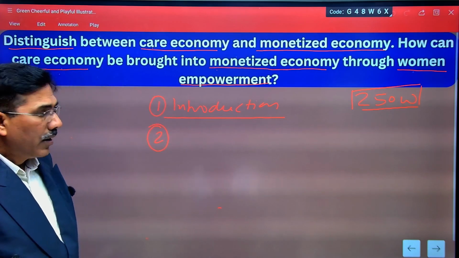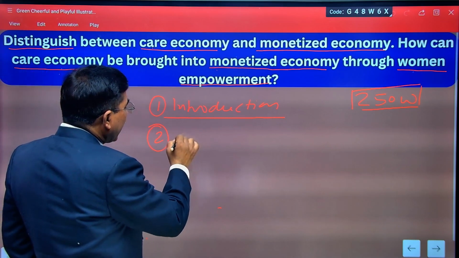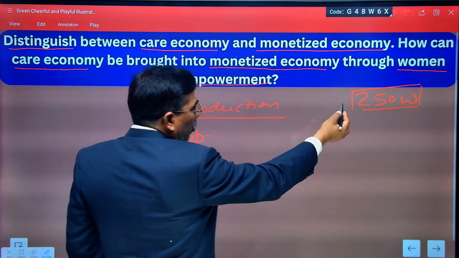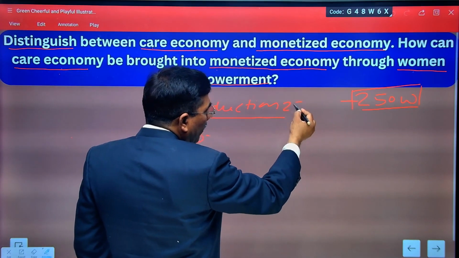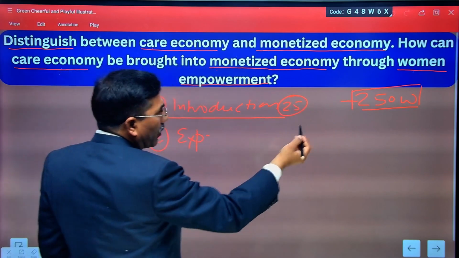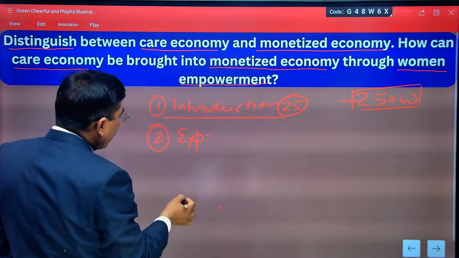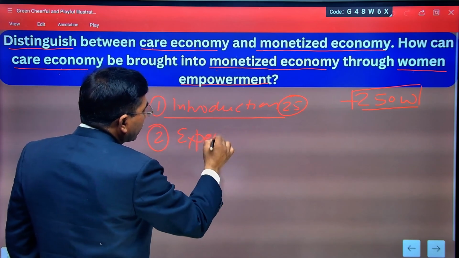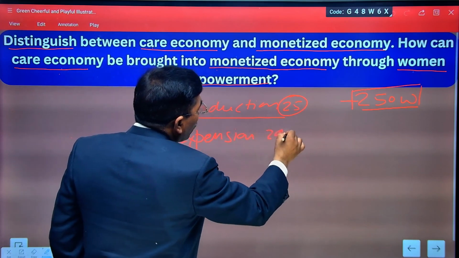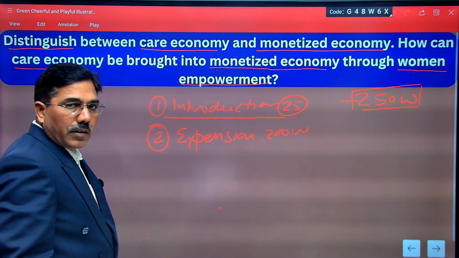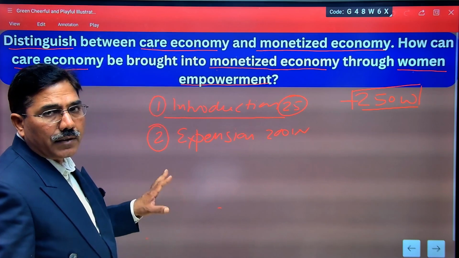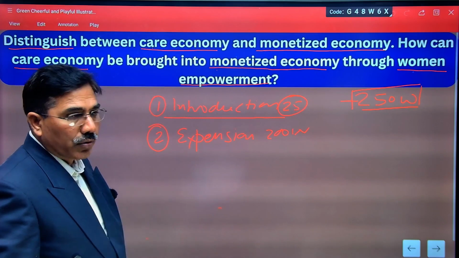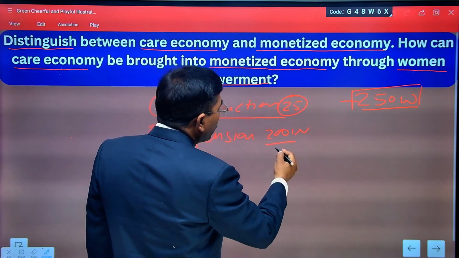Second point, you will divide the expansion into different parts. As you know, your question carries 250 words, so 25 words you use in your introduction and 25 words in your conclusion. It means you have only 200 words for your expansion. If you are making 4 paras, you have to write 50 words per para. If you are making 5 paras, you have to write 40. Suppose you are going to use 5 paras.